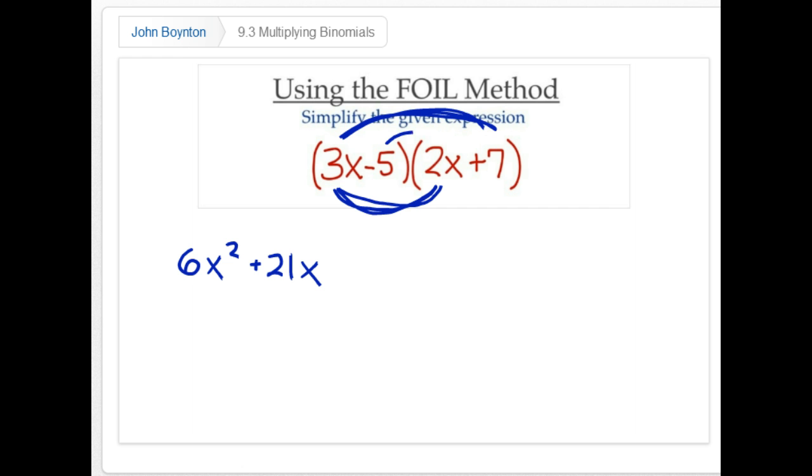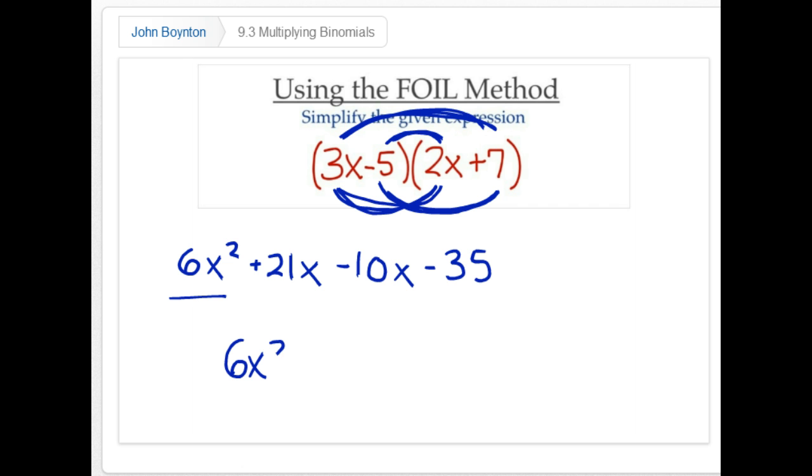And then inside, that would be these two here. So that's negative 5 times 2x, or negative 10x. And then last terms would be these two here. Negative 5 times positive 7 makes negative 35. And then it's just like before. Work on combining your like terms. That makes 6x squared. Positive 21 minus 10 makes positive 11x. And then negative 35 just stays as it is.